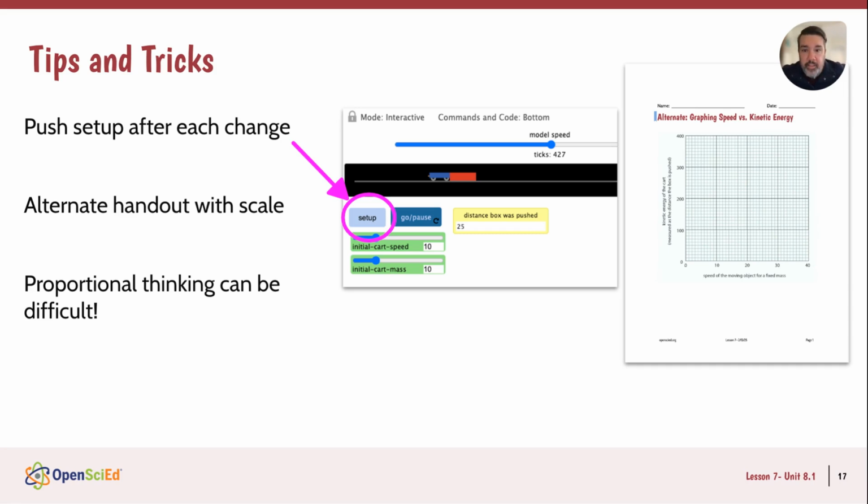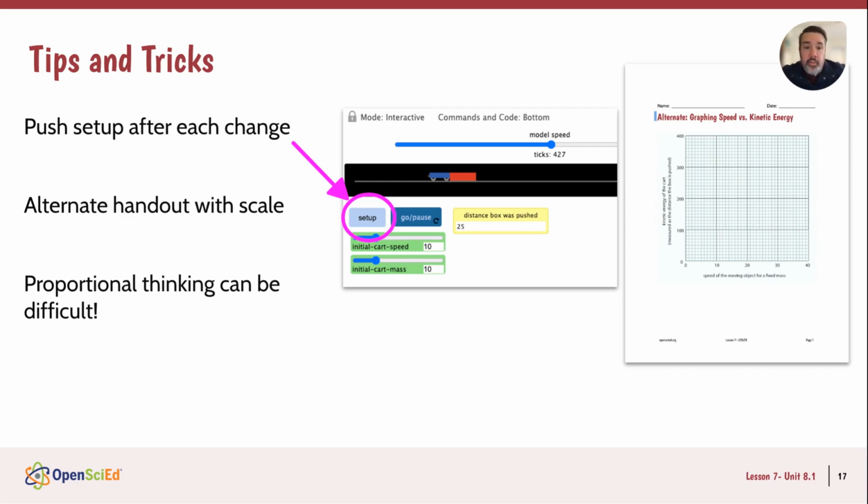The other big thing that you need to remind students here is each time we change a condition, you have to push setup on the simulation. If you just keep hitting go, it'll just run the same conditions over and over again. So when you change the mass, you have to hit setup. Each time, make sure that students are pushing setup after they've changed a variable.